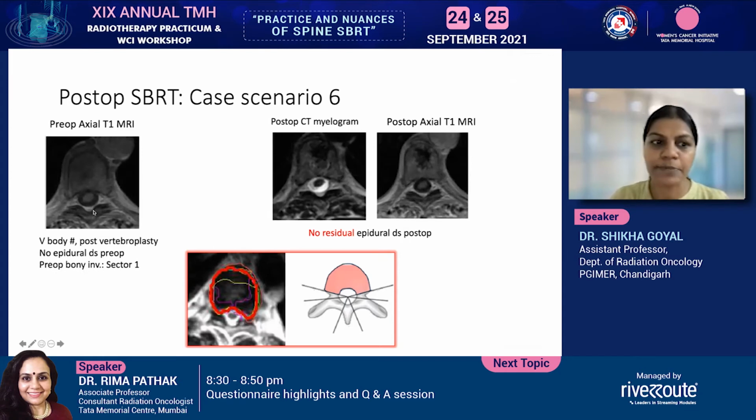In this example, this patient had suffered a vertebral body fracture and had undergone vertebroplasty. There was no paraspinal disease, no epidural disease preoperatively or postoperatively, and there was restoration of the vertebral height with vertebroplasty. Here, since only sector 1 was involved, and there was no involvement of pedicles, we can restrict our CTV to sector 1 only.